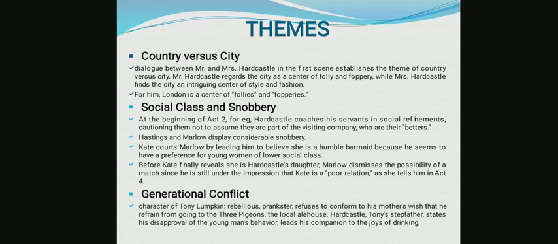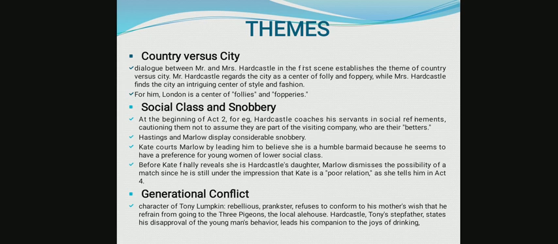Third point we are looking at is generational conflict. Obviously Mr. Hardcastle, Mrs. Hardcastle, and all the elder members within the drama form a different kind of generation, whereas Tony Lumpkin, George Hastings, etc. form a different kind of generation. So to the first point, we are looking at Tony Lumpkin's character, and Tony Lumpkin is more rebellious, which you can identify with a younger generation, and he is also a prankster. He refuses to conform to his mother's wish that he refrain from going to the Three Pigeons, which is the local alehouse.